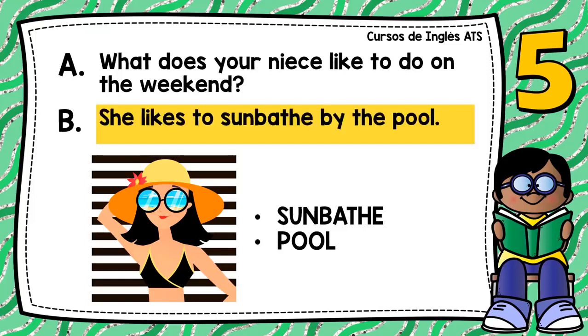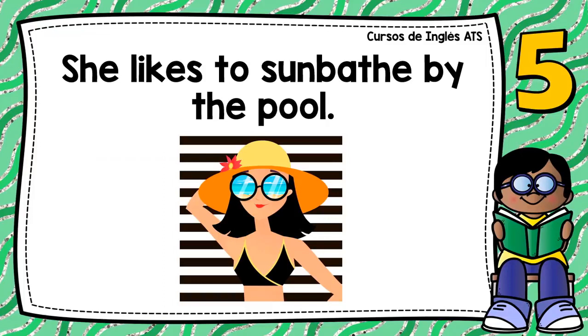Let's check. She likes to sunbathe by the pool. A ella le gusta tomar el sol cerca de la piscina. Aquí, ¿por qué le tenemos que agregar S al verbo like y decir likes? She likes. Recuerda, cuando es una oración afirmativa usando el presente simple con he, she, it, le tienes que agregar S al verbo.